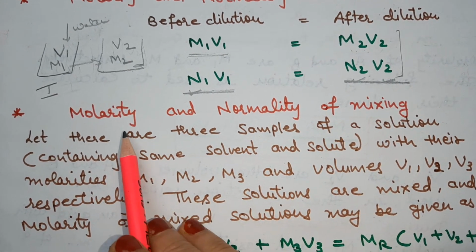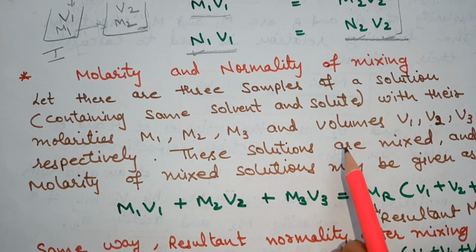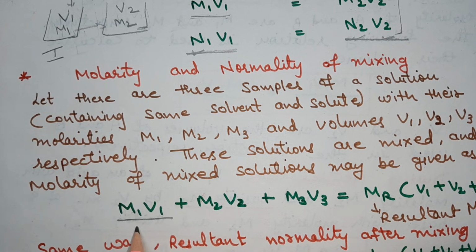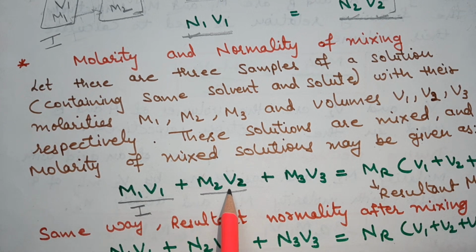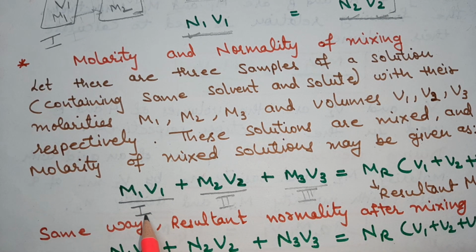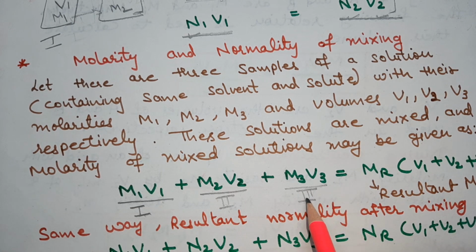Now the next topic is molarity and normality of mixing. What is the meaning of that? Suppose we have 2, 3 or 4, any number of solutions. Let us take solution 1, solution 2 and solution 3. M1 is the molarity of solution 1 and V1 is its volume, M2 is the molarity of solution 2 and V2 its volume, and M3 is the molarity of solution 3 and V3 is its volume.